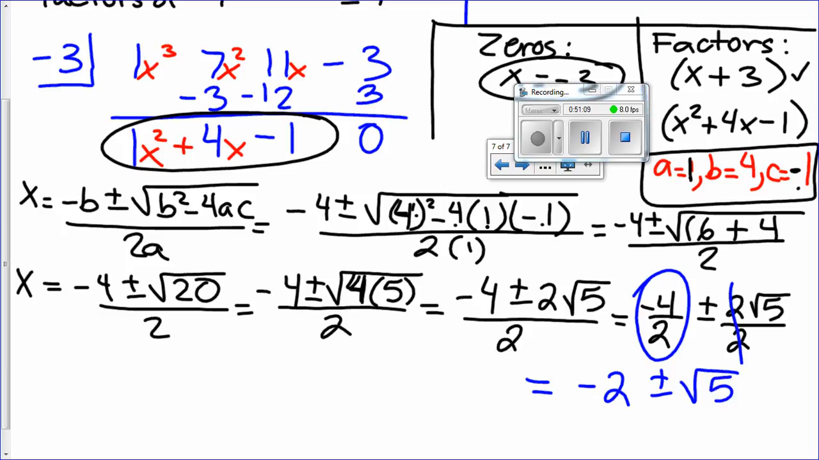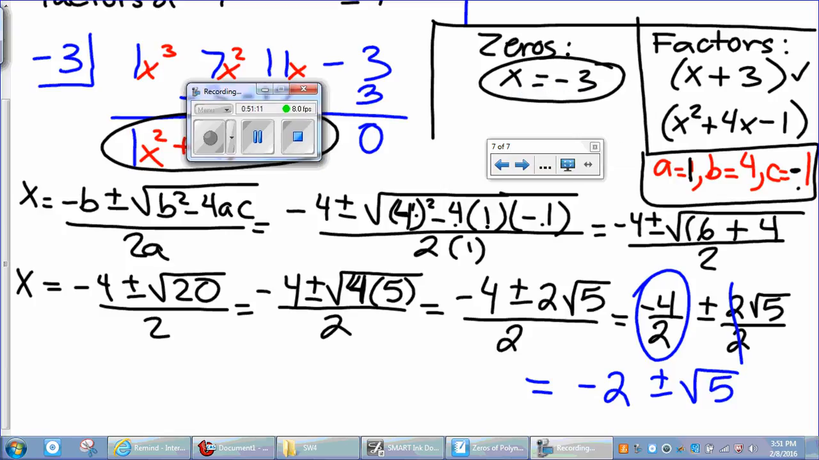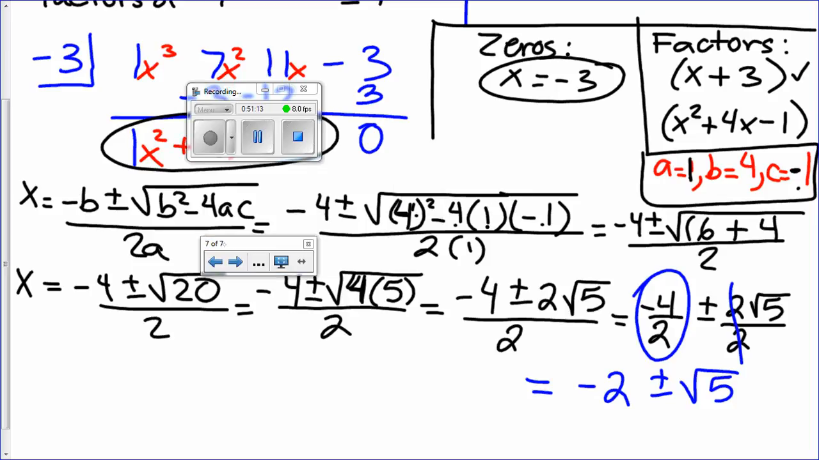So that means that our 3 zeros, we had 1 that was real and 2 imaginary. Oh, there was a negative in front of the 2, right? Negative, negative. Okay, so 3 zeros because we had something of degree 3.